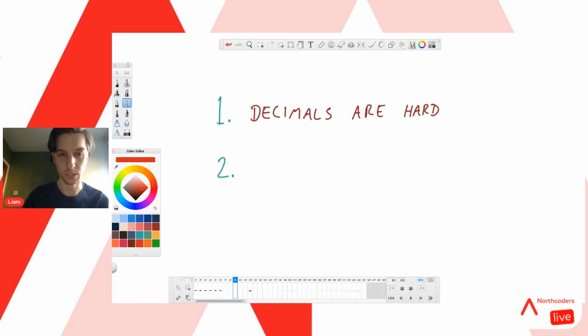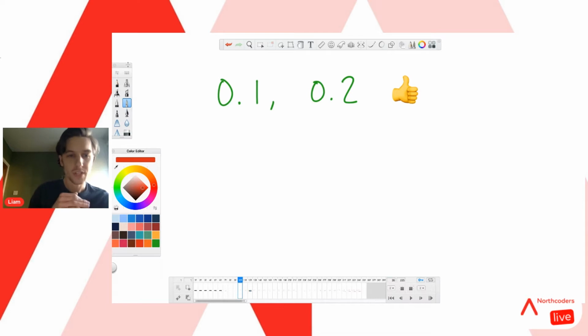The first one, broadly speaking, is that decimals are hard. I'm sure many people harking back to GCSE maths will sympathize with this. Decimals are hard, but more specifically, some decimals are particularly hard for computers. To see what I mean by that, let's consider some of the decimals that we have in question. 0.1 and 0.2, as far as we can see, are pretty straightforward. 0.1, 0.2, a few digits, a couple of decimal points, job done. And we can kind of make sense of those ideas in our head.